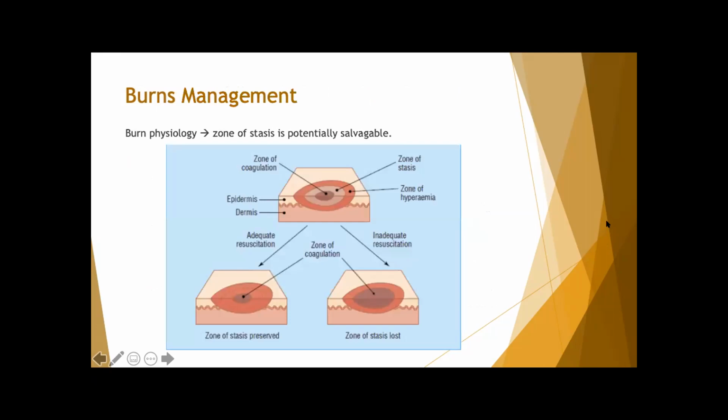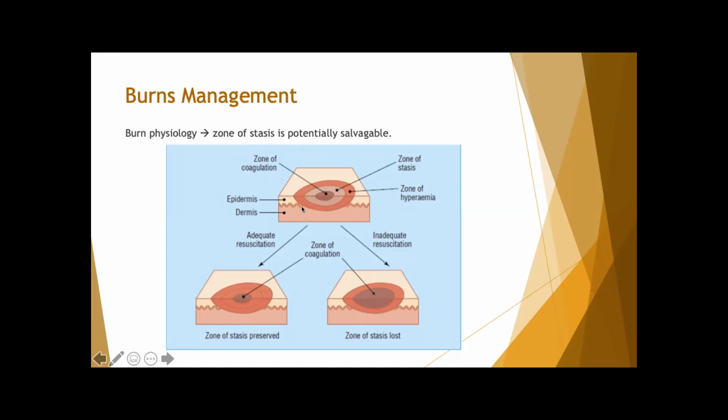So resuscitation's really important in burns. It's not just because you need to keep them hemodynamically stable, but it's also because it helps with the prognosis of the burn. So in burns physiology, as a general rule, you have 3 areas. You've got your zone of hyperemia at the boundaries, you've got your zone of stasis and the zone of coagulation. Now, the zone of stasis is potentially salvageable, but the zone of coagulation is not salvageable at all.